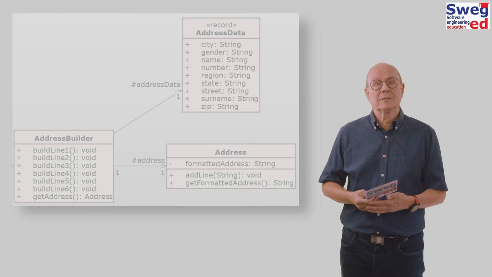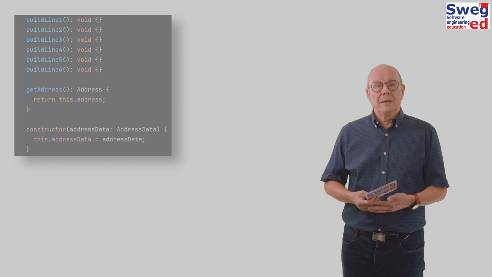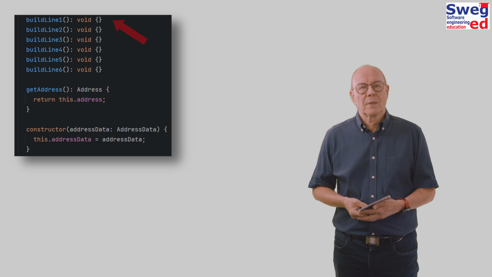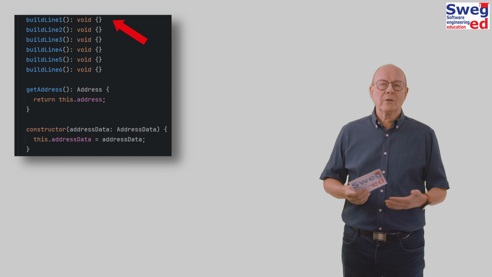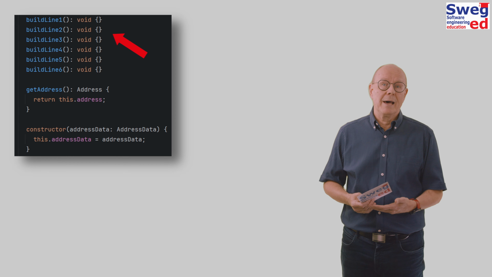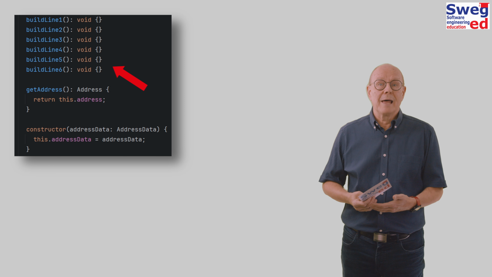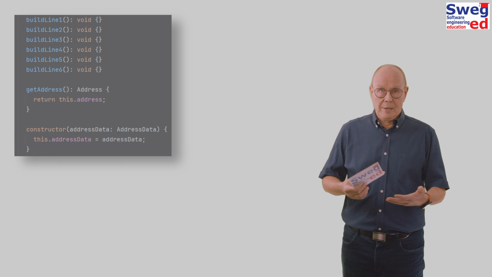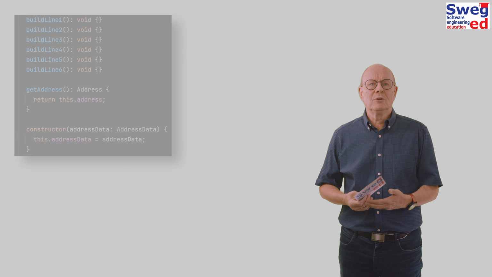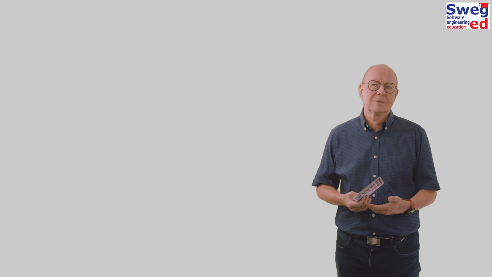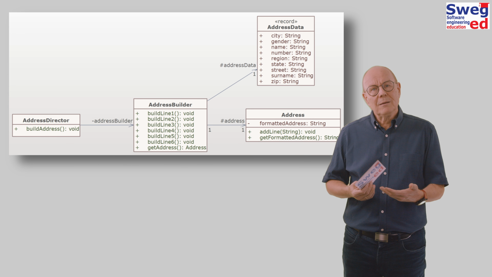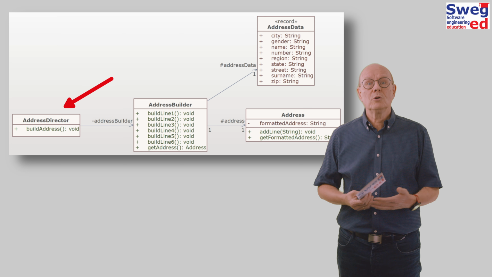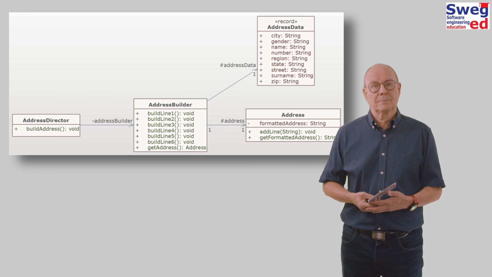I'll address this later. Here is a simple address builder implementation. With this address builder, the address object will be built line by line using the buildLine methods. The main program, the client, should not need to know how addresses are assembled. This is why the builder pattern needs a director class called addressDirector to control the construction steps.